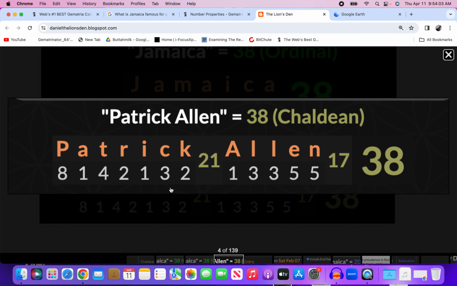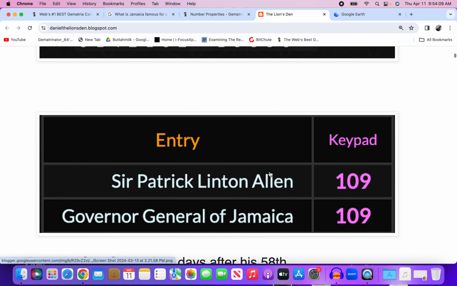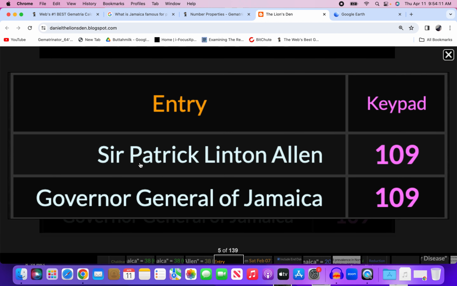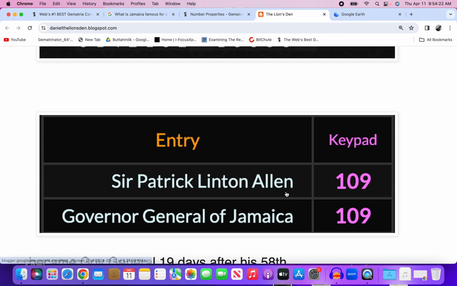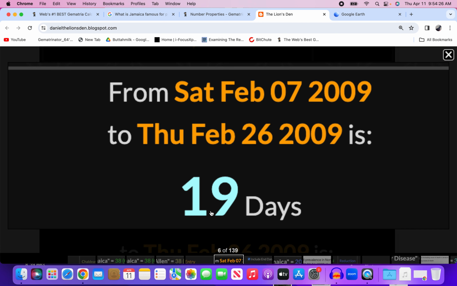Also, Patrick Allen in Chaldean equals 38. So just another coincidence, I guess. And if you write out his name, his full title, and Governor General of Jamaica, it looks like he's got the right letters, right? It both equal 109. 109, also 19, and he became Governor General 19 days after his 58th birthday. So that's his birthday, and it happened in 2009.